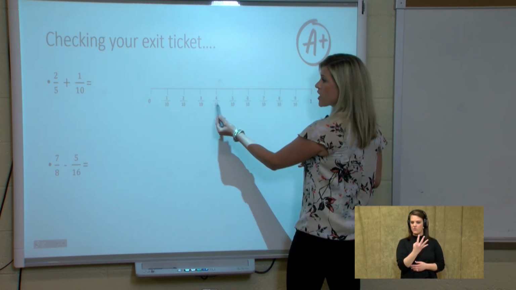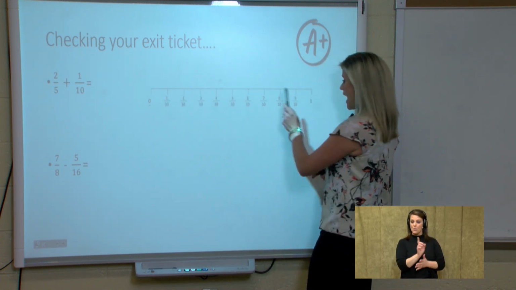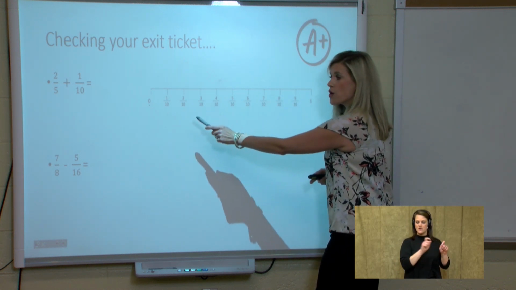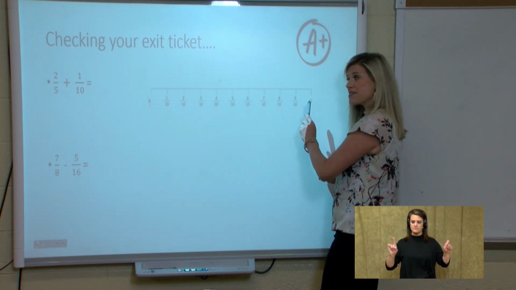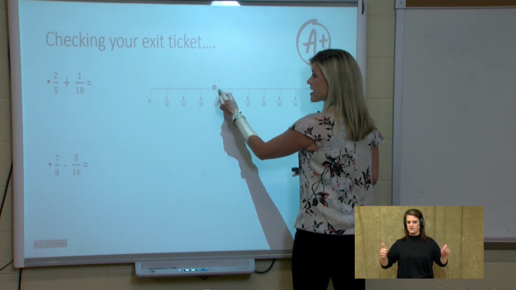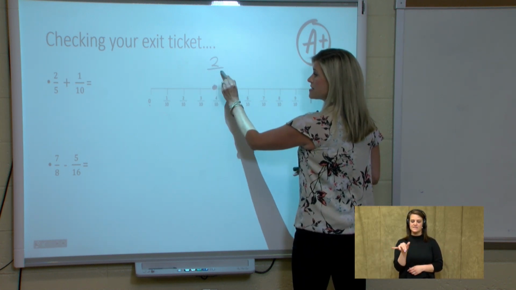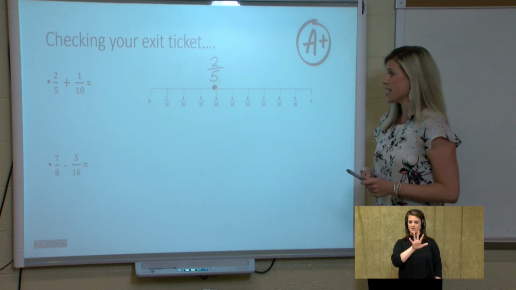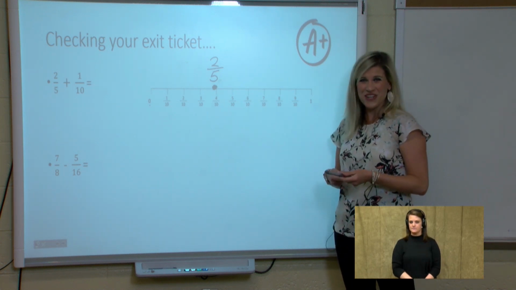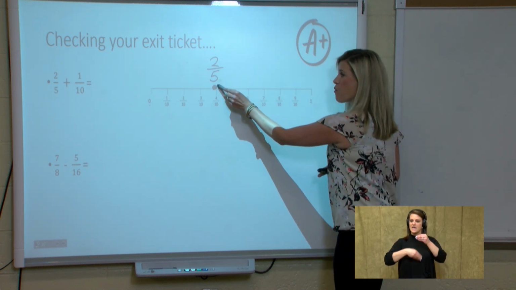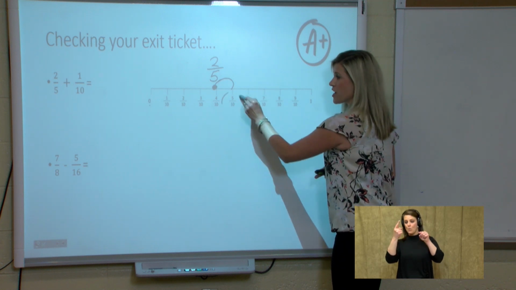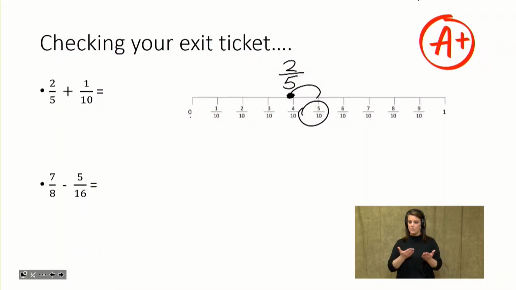So here on my number line, I started at 0, I have 1, and I broke that number line up into tenths. So 2/5 is the same thing as 4/10. And then all you had to do was add on 1/10. So your answer should have been 5/10. Is that what you got? All right, good, I hope so.